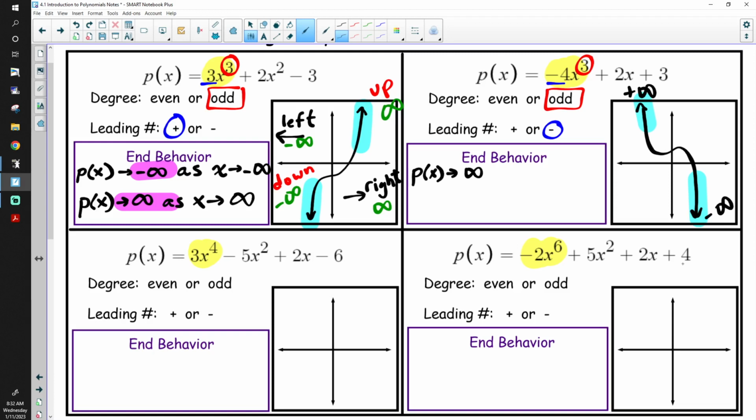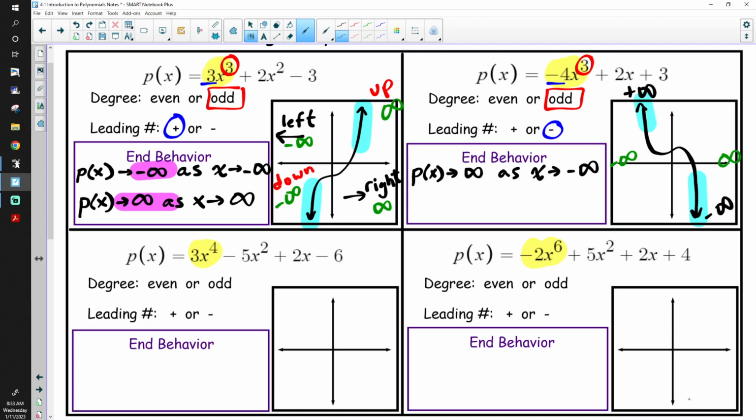So P of x goes towards positive infinity as x approaches the left side, and the left side is negative infinity. Left is negative infinity, right is positive infinity. So as we go towards negative infinity. And look, nothing changed for all the rest. The only thing that changed was that first infinity sign. That's where our end behavior is.